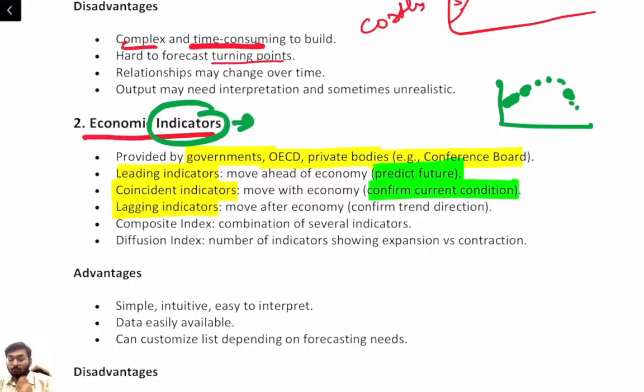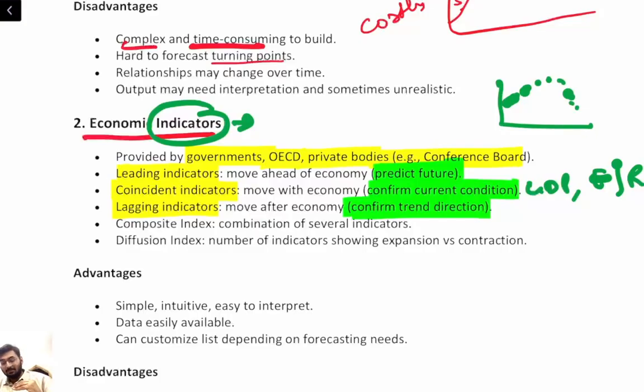Lagging indicators move after the economy. They will confirm that yes, the trend which is currently happening with the GDP, with the employment rate, with the retail sales. Now if your unemployment rate is increasing, bank loan defaults are increasing, so they will confirm that whatever was shown in your coincident indicators, they are correct. So they confirm your past trend, whether rising trend or falling trend. They confirm that whatever you have understood over there, whatever you have seen over there, they are correct.